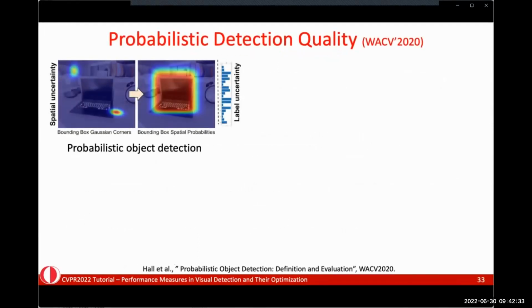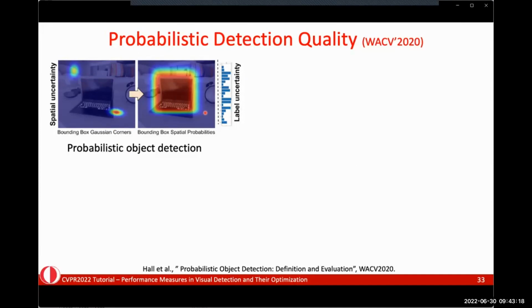The next performance measure to visit is the probabilistic detection quality proposed in WACV 2020. This paper actually proposes a new task. It is probabilistic object detection, where uncertainties regarding both the semantic label and the spatial support are taken into account. For example, on the spatial aspect, instead of directly outputting bounding box coordinates, the probabilistic object detector outputs distributions for the top left and bottom right corners for an object. And these two distributions together define a spatial probability distribution as shown in this figure.